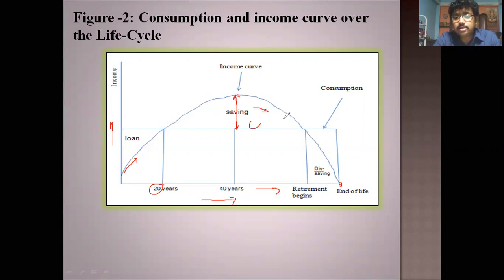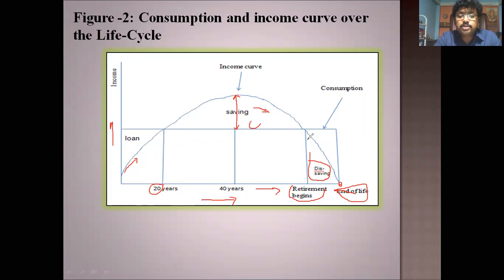In the time span between the retirement and the end of life, he consumes on the basis of this saving. This is the consumption line, parallel to the horizontal axis. When income is high, above the consumption line, he is saving, and this saving will be consumed in the period when he has no income, when he has retired.